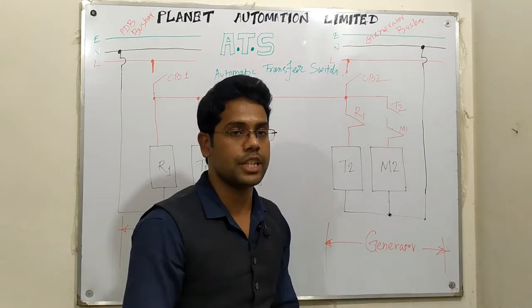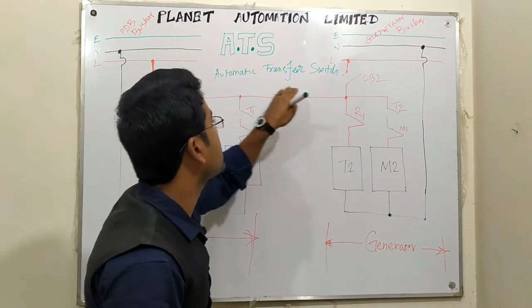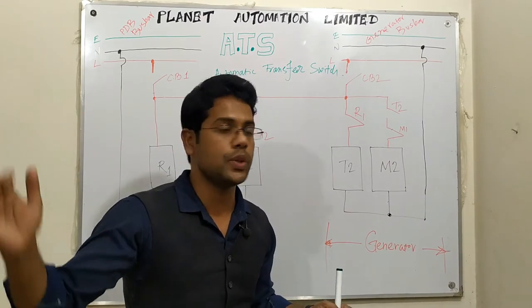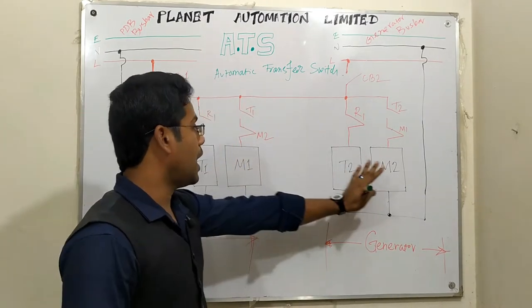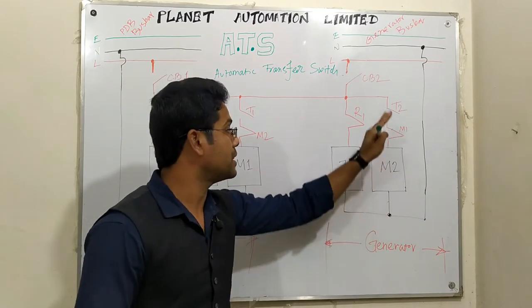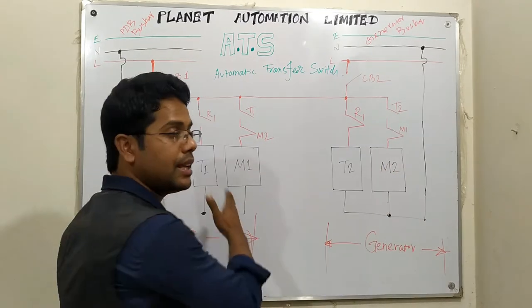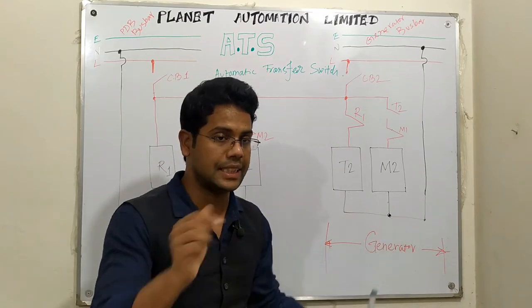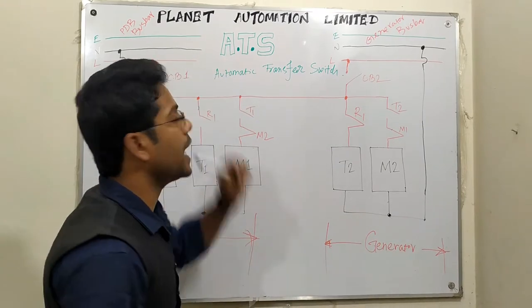So friends, this is the facility of our ATS, the automatic transfer switch. It means the switch automatically connects to the generator when the PDB is absent, so the generator supply is on. When the PDB is present, the generator is instantly turned off. This is the main condition of ATS.